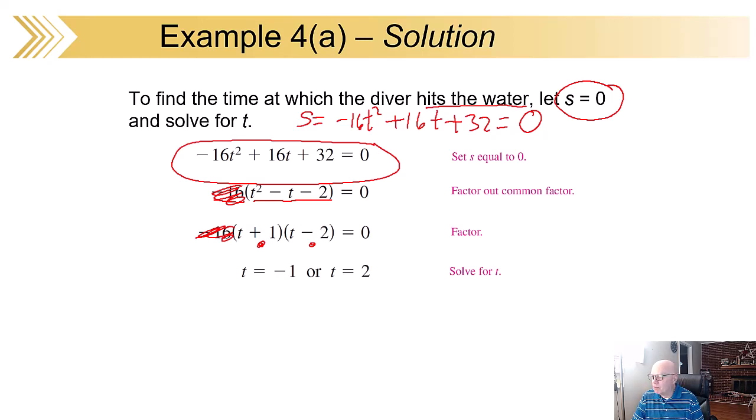Now what does the t represent? Remember, that's how long the diver was in the air until he got to a certain point. So this would represent 1 second before he took off. Well, that's worthless. This one says time equals 2 seconds after he took off. So since this one doesn't make any sense, we can't go back in time, our answer is 2 seconds after he took off, he'll hit the water.